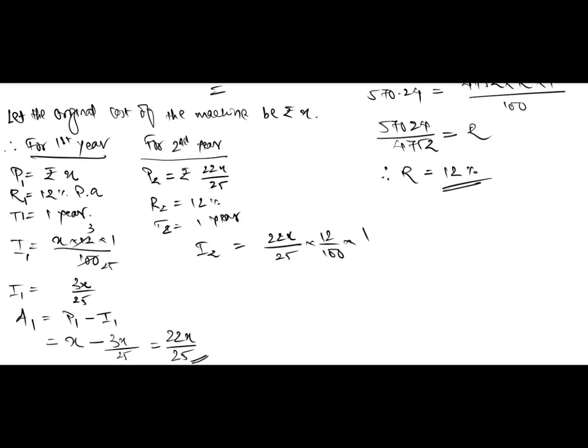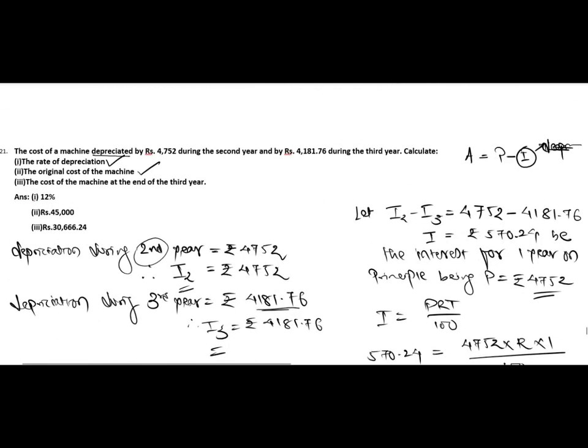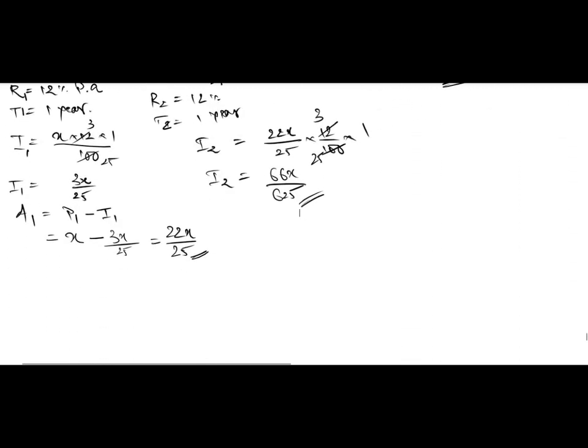Can we simplify this? 4 3s are 12, 4 25s are 100. Nothing can be simplified further. So I2 will become 66x upon 625. Right? So this is the value of I2. Now we'll find, because in the question we have been given that the cost of the machine depreciated by rupees 4752 during the second year.